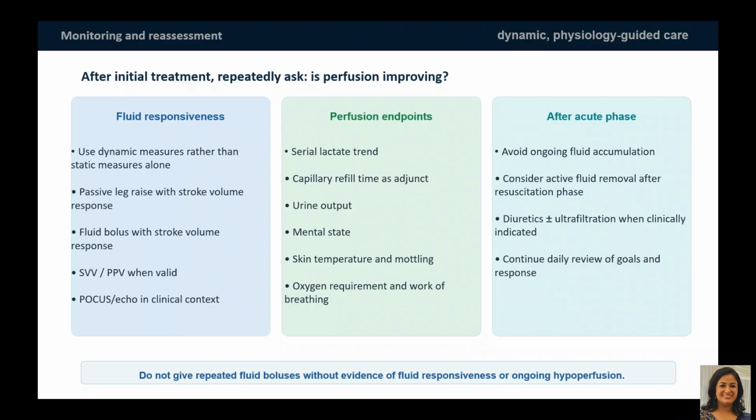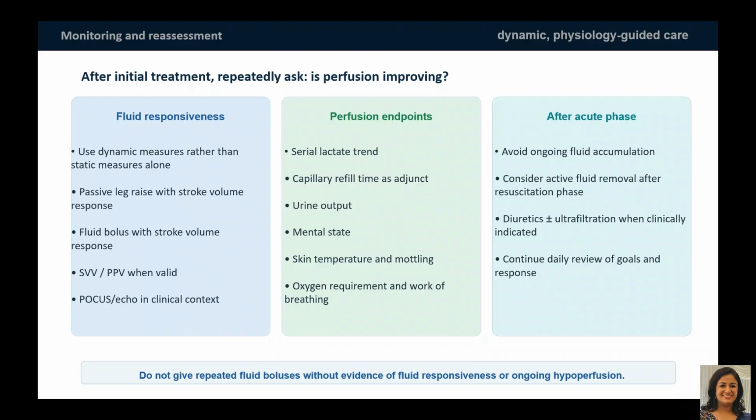The other one is, what are the perfusion endpoints? How are you going to end this? When are you going to decelerate the fluid infusion? So one thing is serial lactate trends. You can do the lactate repeatedly and see whether it is coming down. If you are perfusing correctly, your lactate has to come down. And the other one is what is happening to your capillary refilling time. If you are perfusing, it will improve, isn't it?